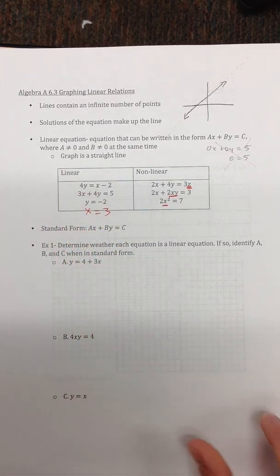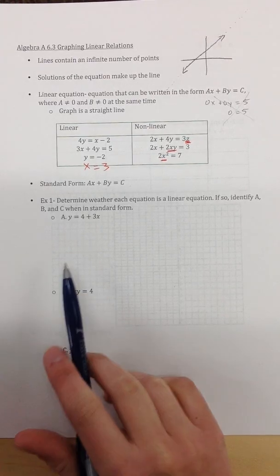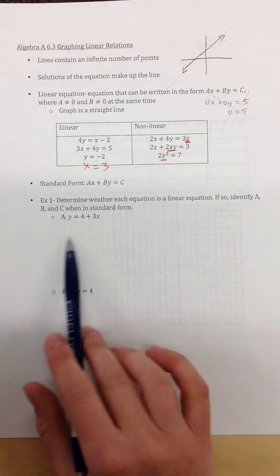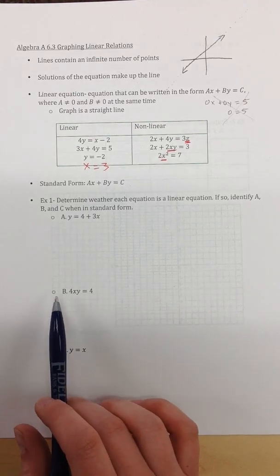Okay, so example 1, we're supposed to determine whether each equation is a linear equation. If so, identify our a, b, and c when written in standard form. Okay, so what we're doing is we're looking for weird stuff. So we're looking for an extra variable, or we're looking for variables being multiplied, or variables being squared, or divided, or something kind of goofy.